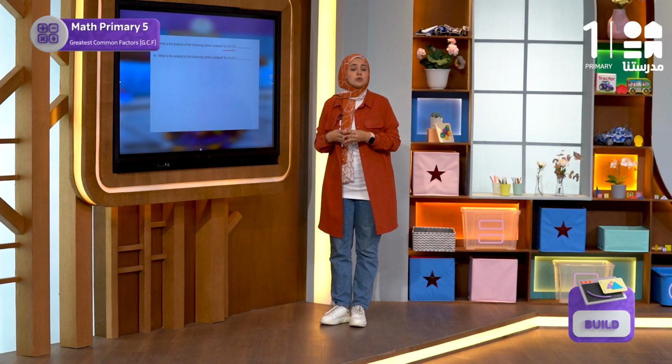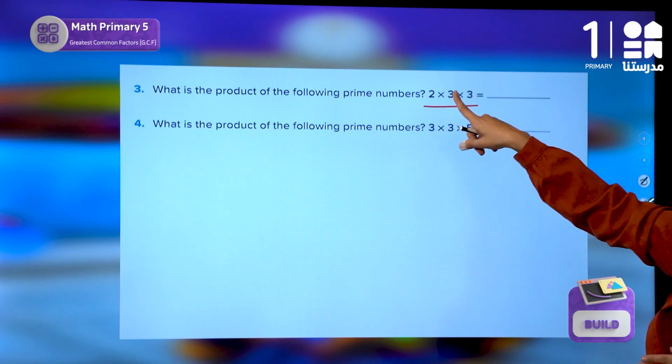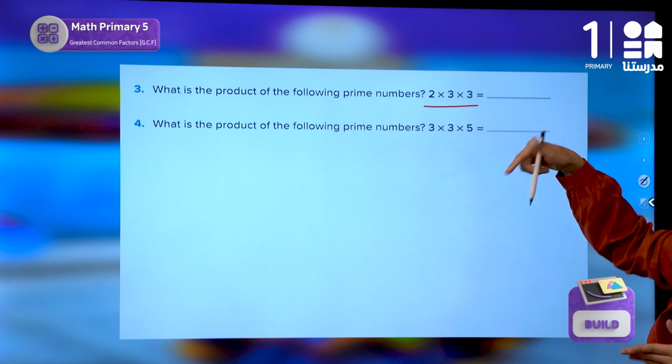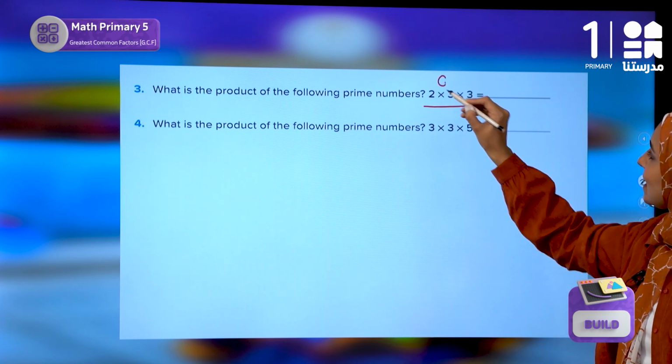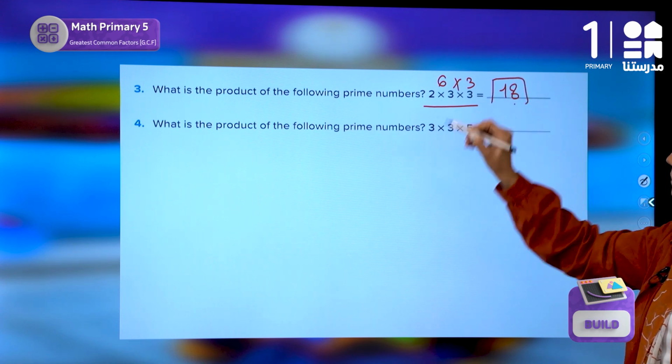So what do we do? We start by multiplying. So what do we multiply? You multiply 2 by 3 and then by 3. So what is the answer? 2 by 3, this is 6, times 3 one more time, the answer is 18.